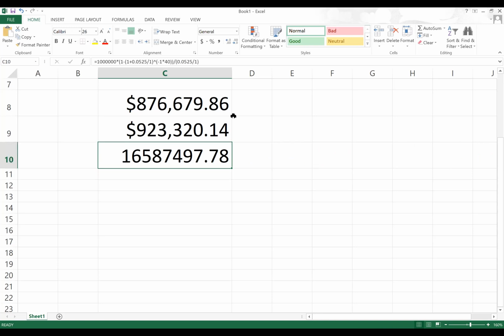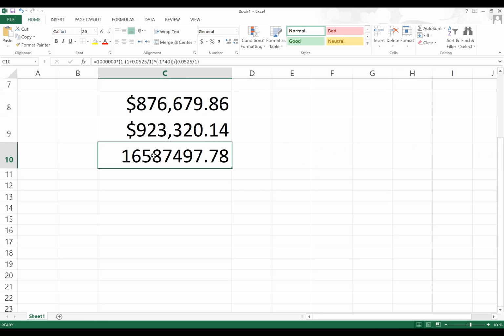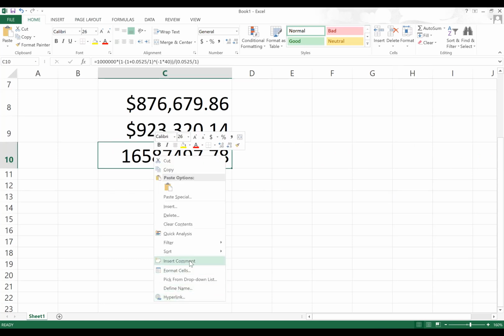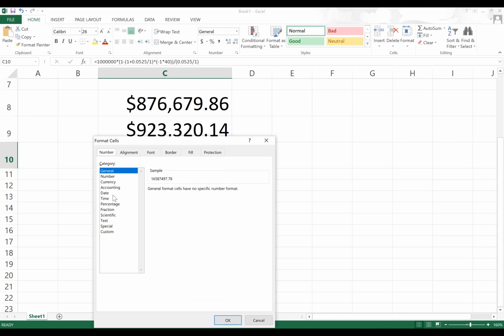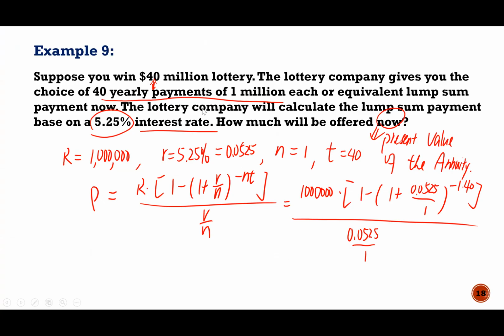And let's see what that is. You will be surprised how much less you're going to get. Okay, but then let's run it to the decimal number first. Okay, so we get this, right? It looks like you're getting $16,587,497.78. So if you compare to the 40 million you earned, right? You win. It's a lot less. It's less than half. But why do most people still prefer this option?